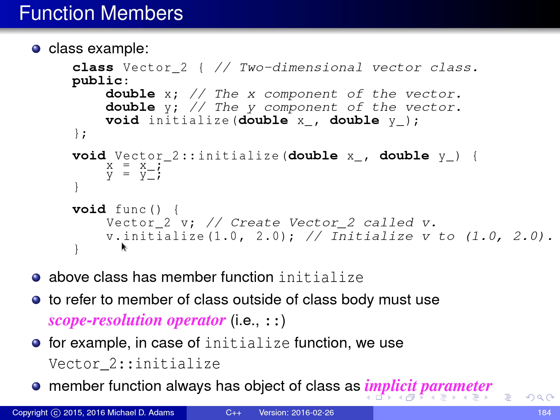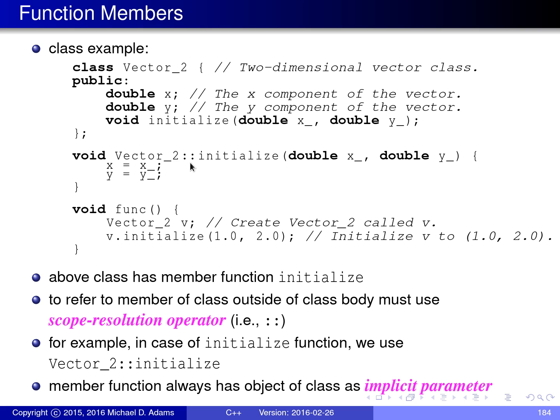And the way we do this, if we want to access a member of a class object like v, we use the dot operator. So we say v dot and then the name of the member function, which is called initialize, and then we provide the parameters to this member function, and it takes two double parameters, which is what we're passing here.